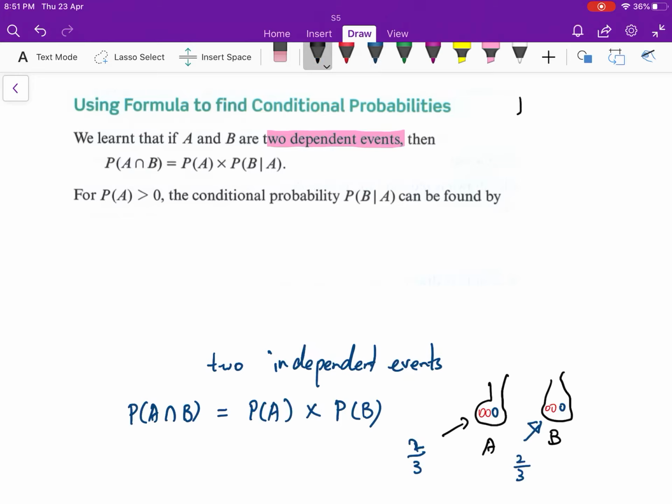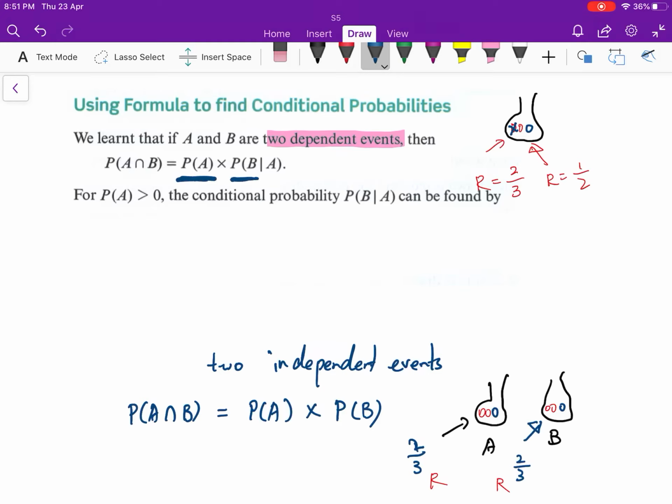But if these are two dependent events, it will look like this. You only have one bag, with 2 red balls and 1 blue ball. The probability of the first red ball is 2 out of 3, but the probability of the second red ball becomes 1 out of 2, because you already took out 1 red ball. So the total number, both numerator and denominator, will change. That's what we call a dependent event.